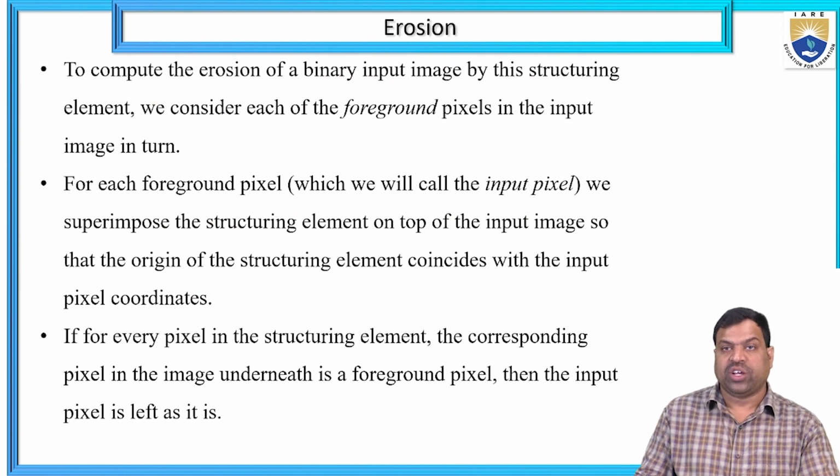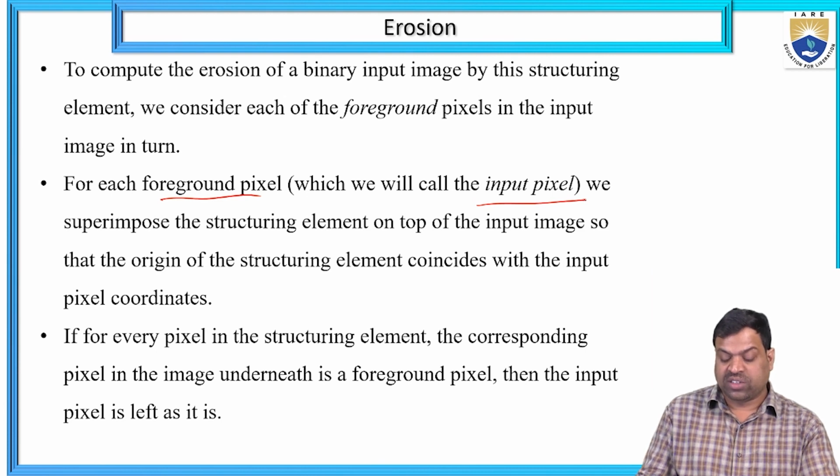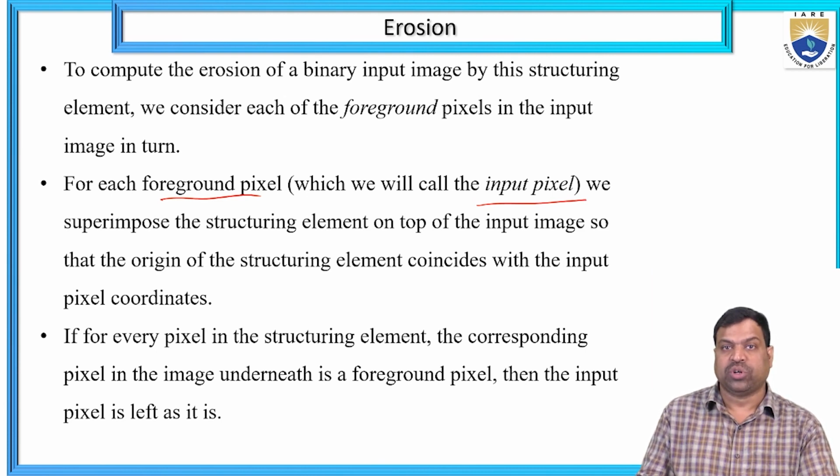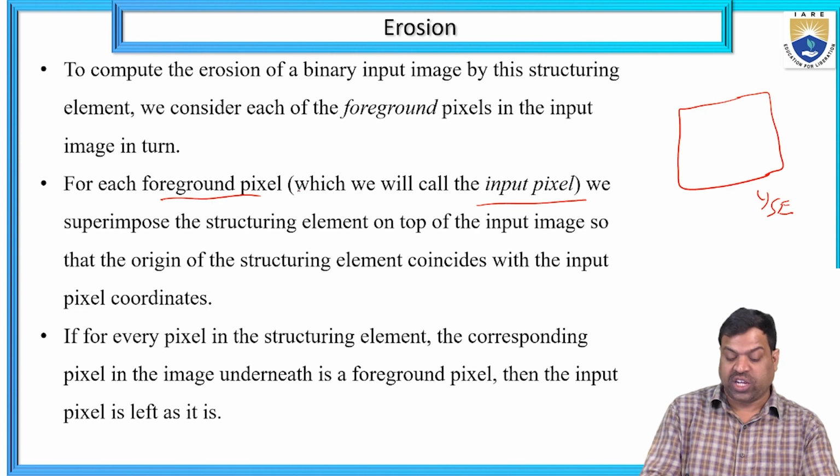To compute the erosion of a binary input image by this structuring element, we consider each of the foreground pixels in the input image, and each foreground pixel we'll call the input pixel. The structuring element is placed on top of the input image, and the origin of the structuring element coincides with the input pixel coordinates. If every pixel in the structuring element matches the corresponding pixels in the image under it as foreground, then the input pixel is left as it is.